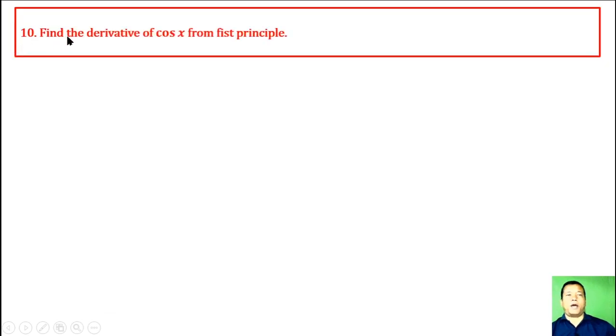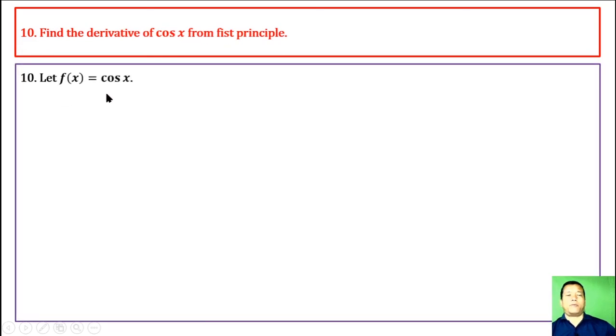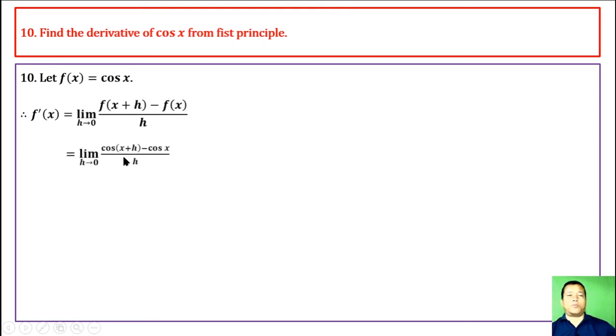Number 10. Find the derivative of cos x from first principle. Let f of x equal to cos x. Therefore, f dash x is equal to limit of f of x plus h minus f of x by h as h tends to 0. Put the value of f of x plus h, that is cos of x plus h, and f of x is cos x.